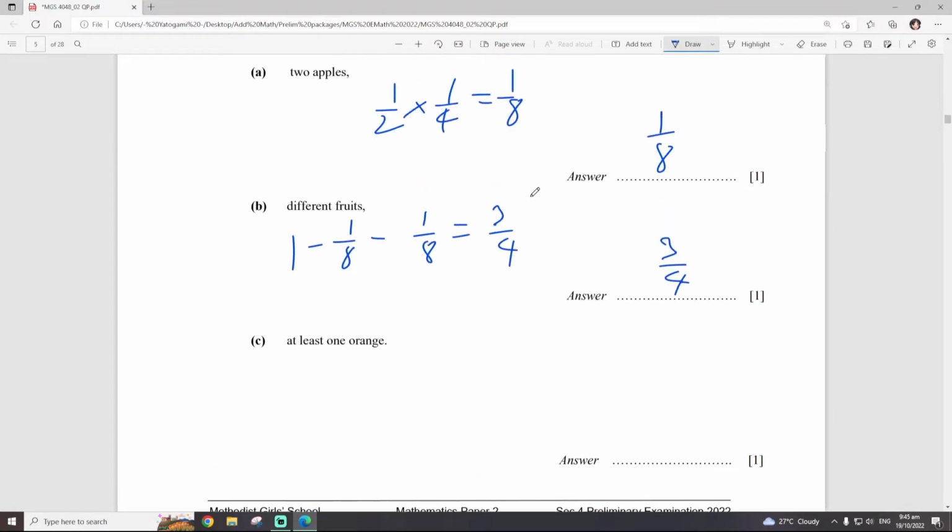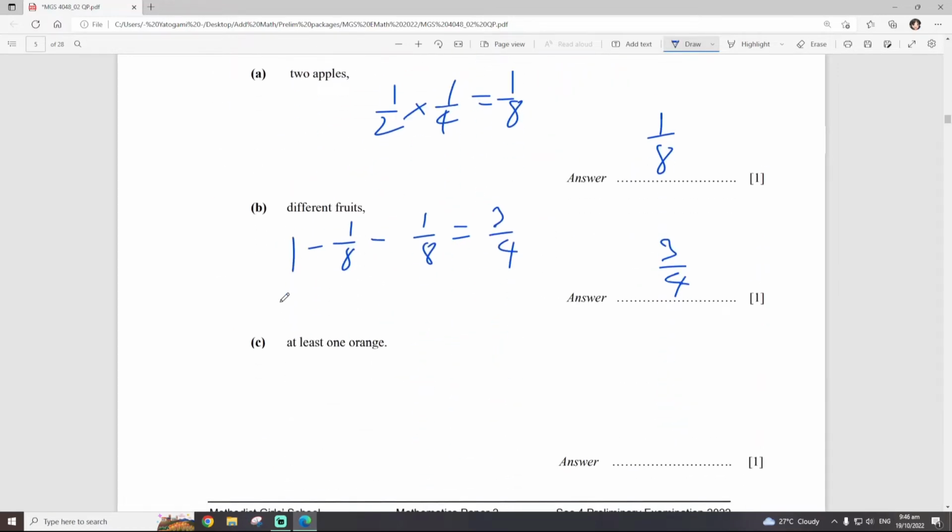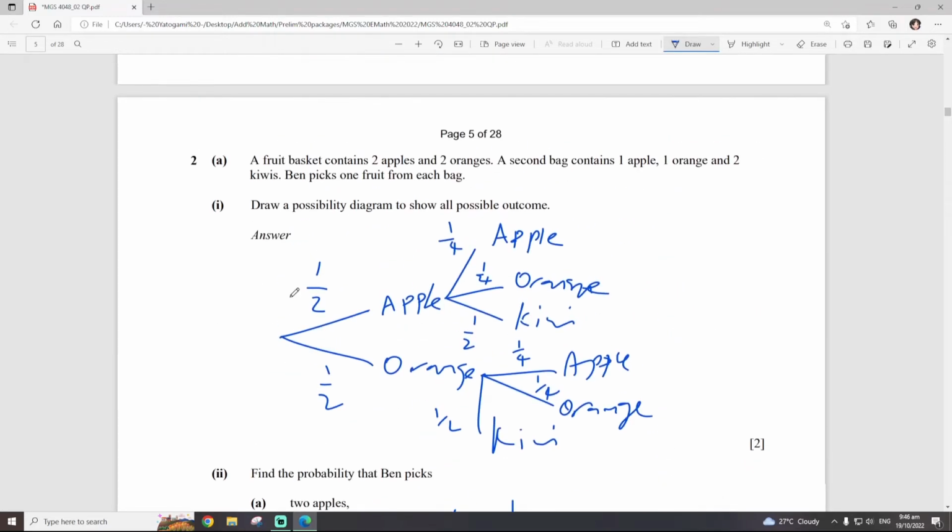And at least 1 orange. So that will be 1 minus the probability that he doesn't draw any orange. The first one has to be an apple, so you take half, and the probability that he doesn't draw an orange is 3 over 4. So you get 1 minus half times 3 over 4. Okay, so you get 5 over 8. So this is the probability he draws at least 1 orange.